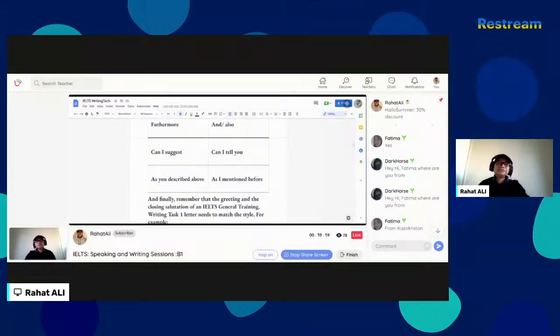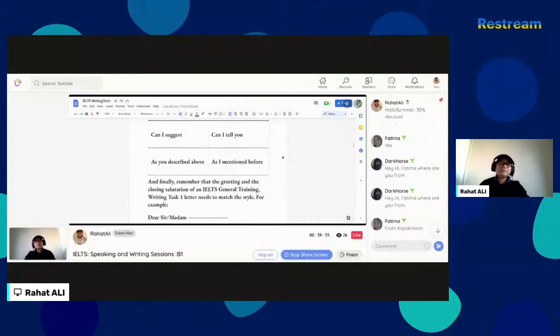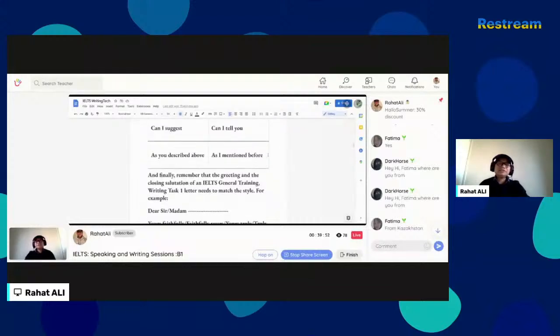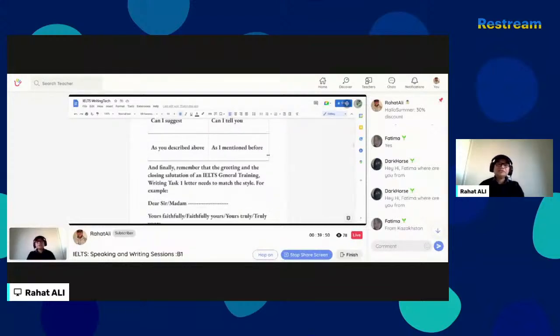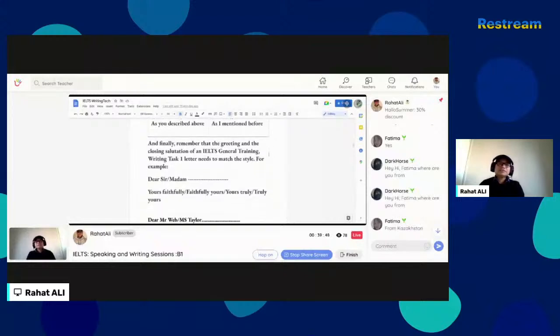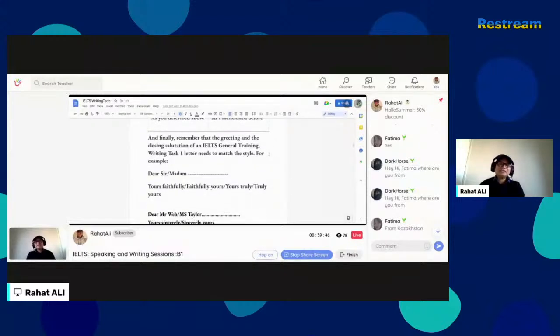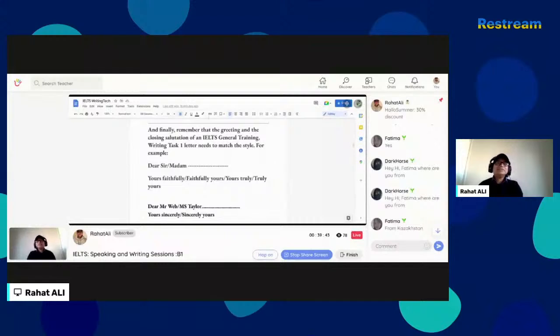As you described a verb, as I mentioned before. And finally, remember that the greeting and the closing salutation of an IELTS General Training task on letter needs to match the style. What is the style, guys? If you start the letter with Dear Sir or Madam, yours faithfully, sorry, or faithfully yours, truly, or truly yours.